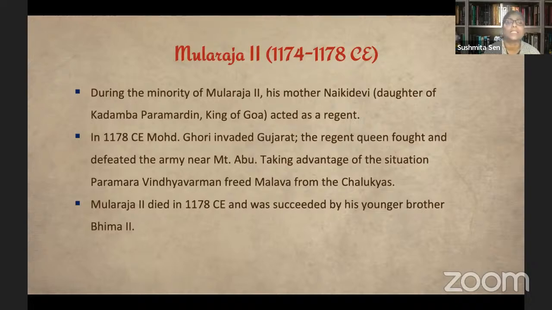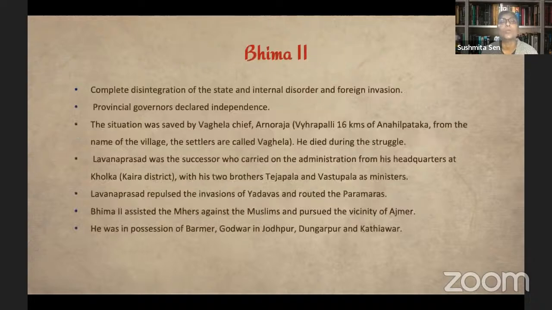During her time, in 1178, Ghori invaded Gujarat, and the army fought very bravely and defeated them at Mount Abu. Taking advantage of this situation, they were again invaded by the Parmara king, who freed all the Malwa region, which was earlier taken by Jaisimha Siddharaja. Mula Raja died in 1178, and he was succeeded by his younger brother, Bhima II. Bhima II was a weakling, not very great like his predecessors.